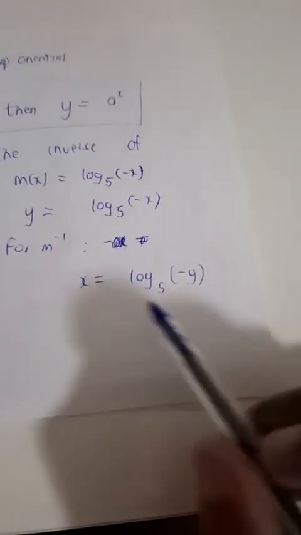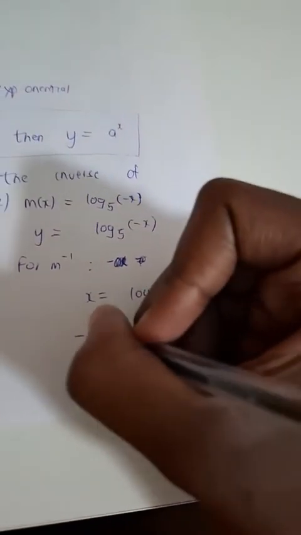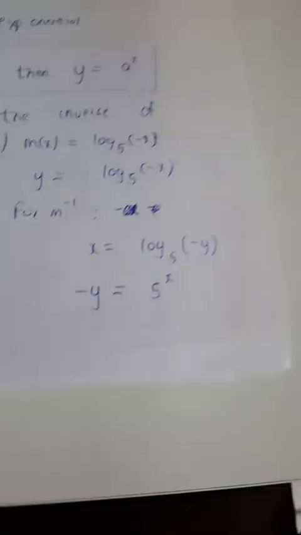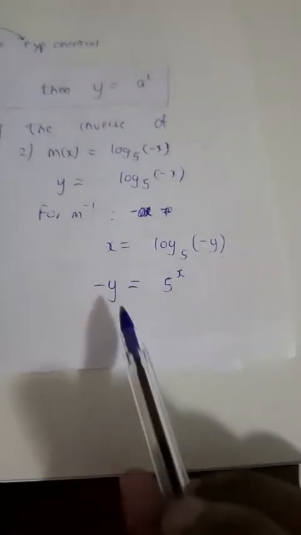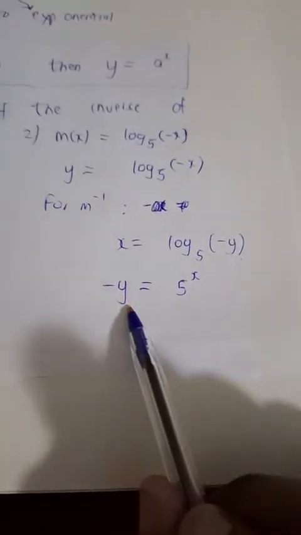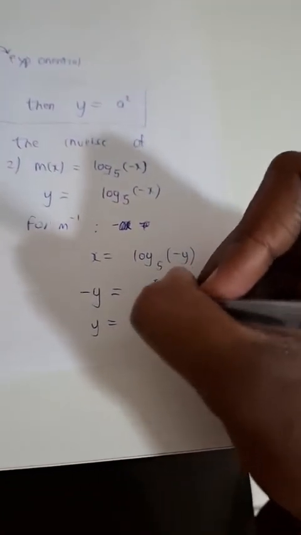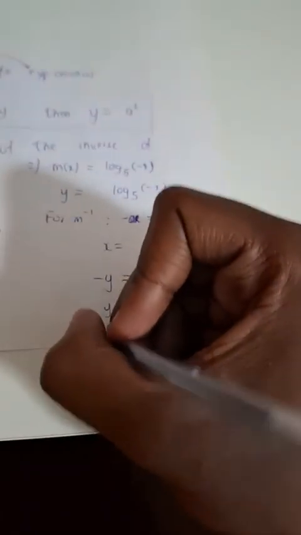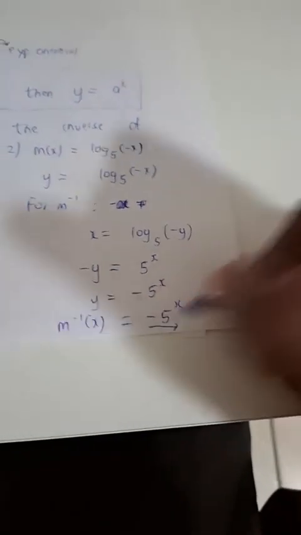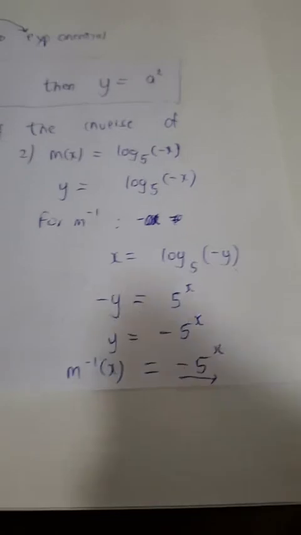What I said to you initially. 5 goes and kicks the x. So what do we have? Negative y is equal to 5 to the power x. Okay. Then obviously because y cannot be negative, I divide both sides by negative 1, which is the coefficient of y. That leaves me with y is equal to negative 5 to the power x. Therefore, the inverse of the function is negative 5 to the power x. Okay. That was simple enough, guys.